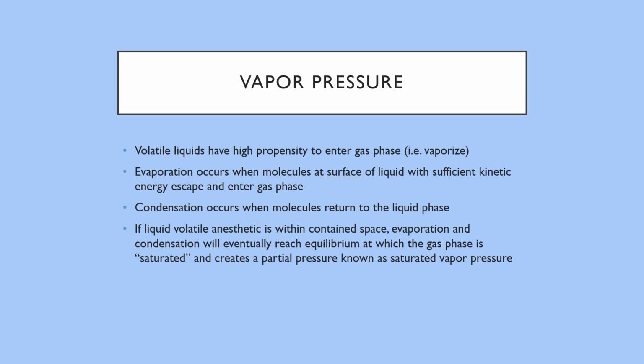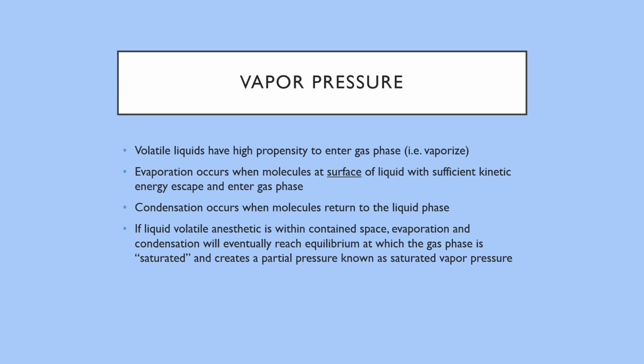So vapor pressure is another concept that we need to look at. Volatile liquids have a high propensity to enter into the gas phase or vaporize. And there are two things that occur: evaporation and condensation. Evaporation occurs when molecules at the surface of the liquid have enough kinetic energy to escape and enter the gas phase. Now, it's important to understand that evaporation is a surface phenomenon. It only happens at the surface of the liquid, as opposed to boiling, which happens throughout the liquid.